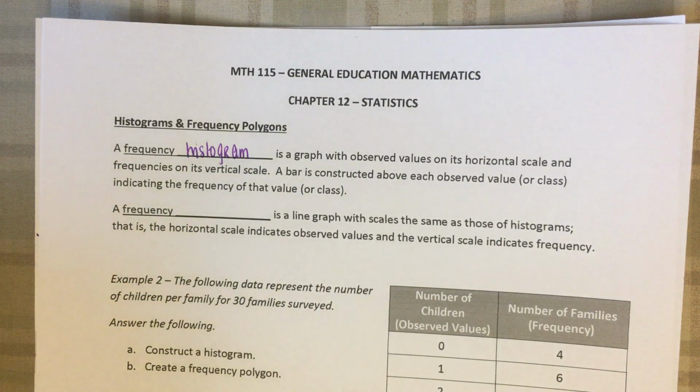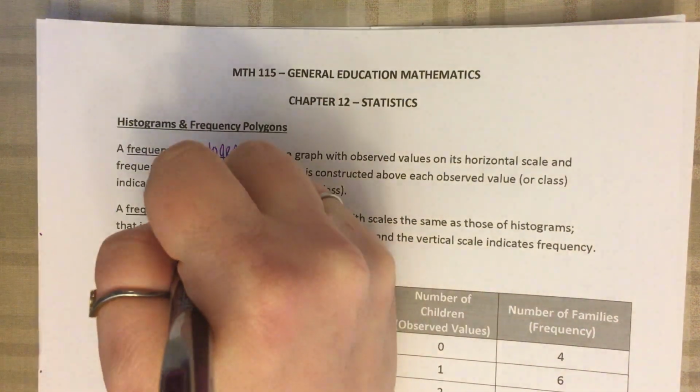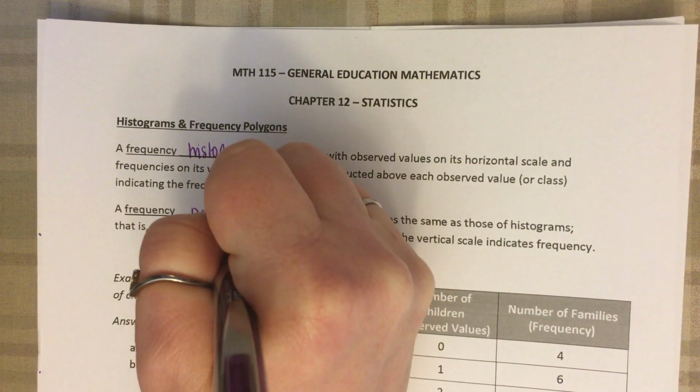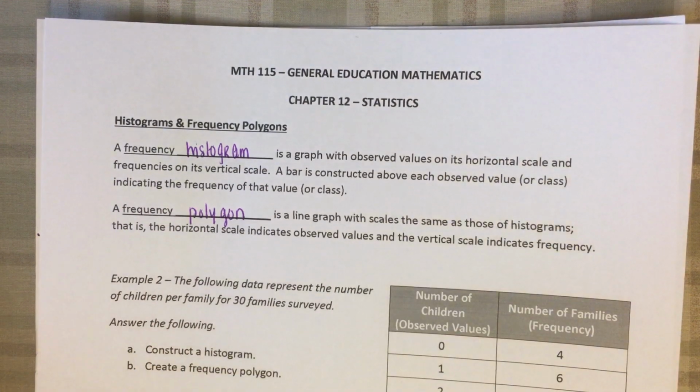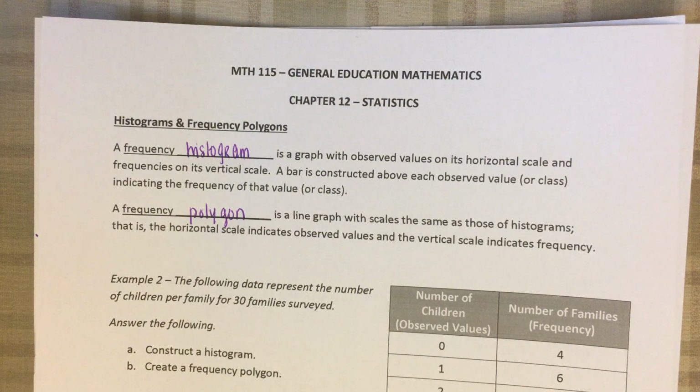Right? So as we're going through these next couple of examples, we're definitely going to construct some frequency histograms, which are going to be more along the lines of bar graphs. Right? A frequency polygon is going to be a line graph. So after we get done constructing a frequency histogram from this data set, we're also going to construct a frequency polygon.